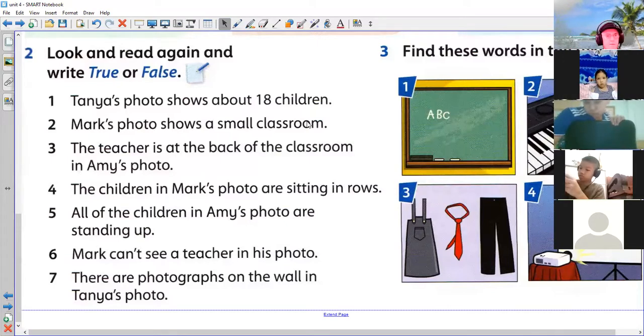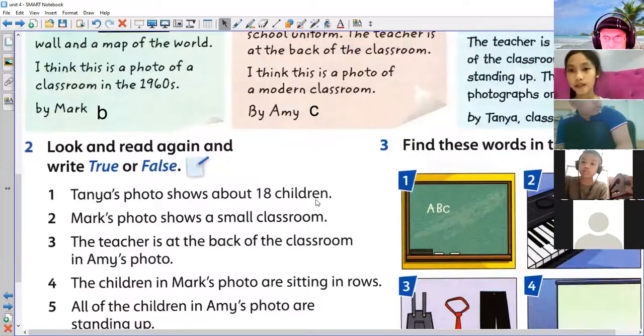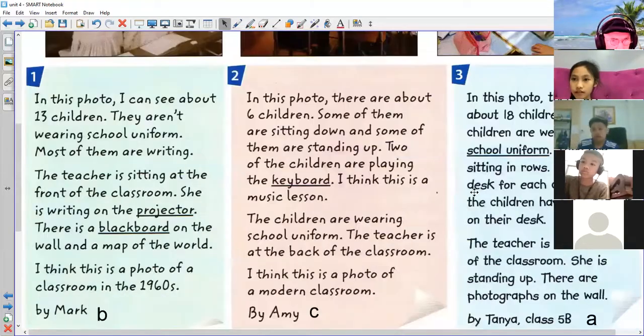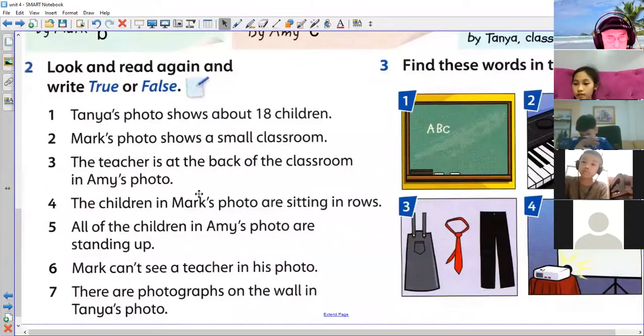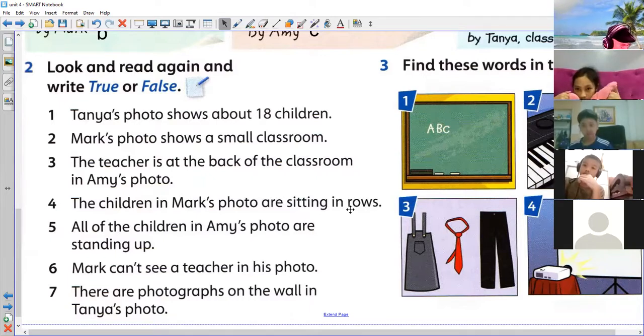Marty, you read number three, please. The teacher is at the back of the classroom in Amy's photo. True or false? True. True. The teacher's at the back of the classroom in Amy's photo. Amy's photo is C. This one, yeah, at the back of the classroom. True. Okay. Unless you think that's the front of the classroom. Doesn't really matter. Right. Is there a student who would like to try number four? I mean, a student who doesn't always answer questions? No? Okay, Shogun, thank you.